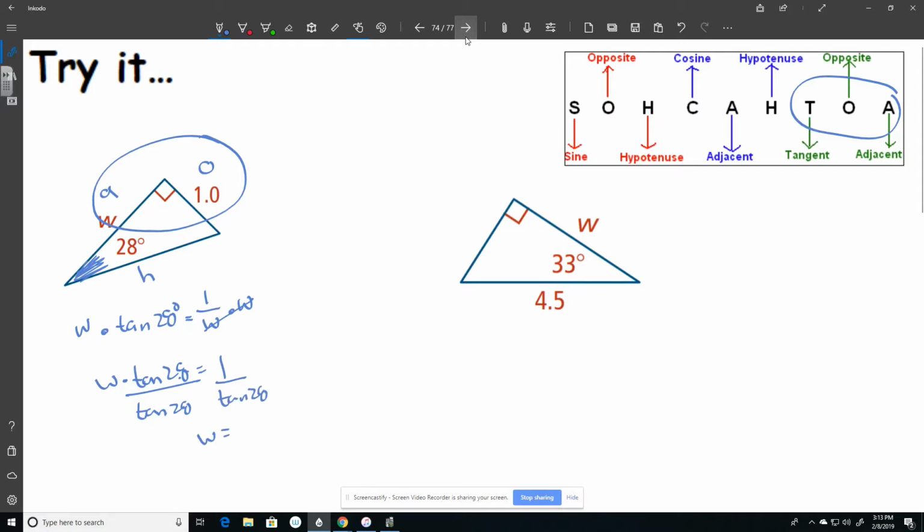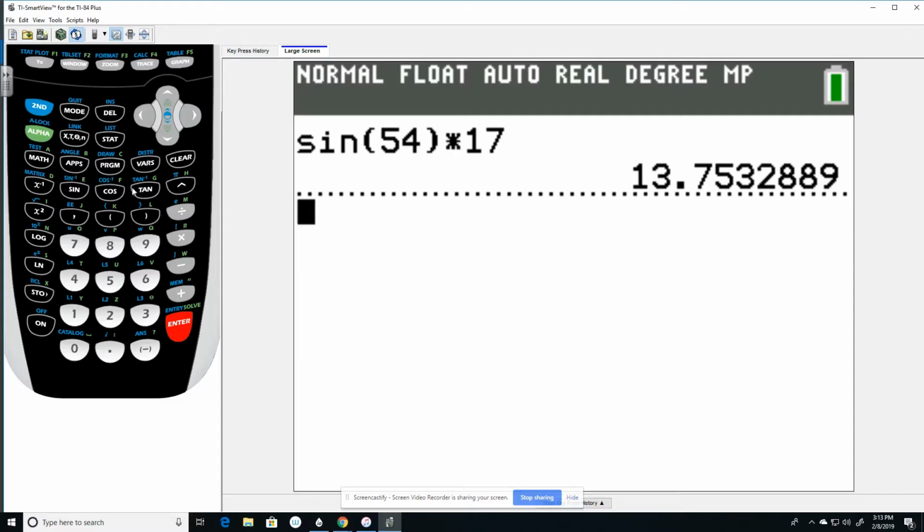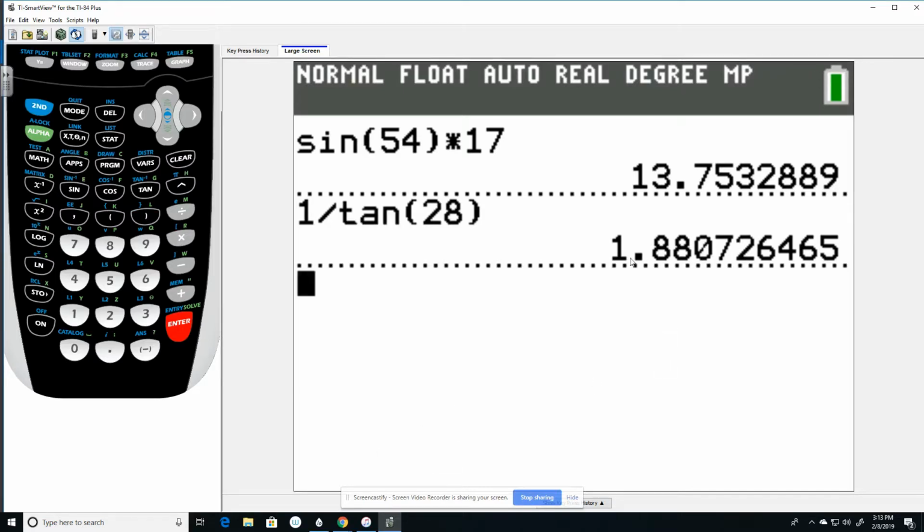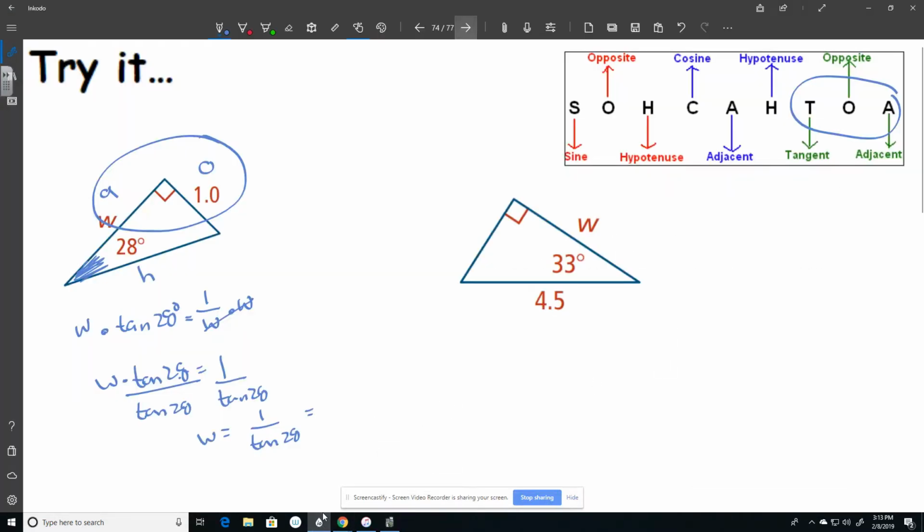So W is equal to 1 divided by the tangent of 28 degrees, which is equal to, let's use our calculator. Sorry, I've got to do 1 divided by tangent of, what was my degrees? 28 degrees. So 1 divided by the tangent of 28. I hit enter, and my answer is 1.88. So that means that W is about 1.88, which is this side right here. And that makes sense. If this side is 1, this side being 1.88 is not unreasonable.